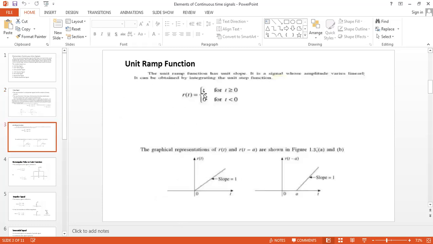R of t is equal to t for t greater than or equal to 0, and 0 for t less than 0. And this is a graphical representation for R of t and R of t minus a. This is a time shift. Then R of t minus a is shown here.